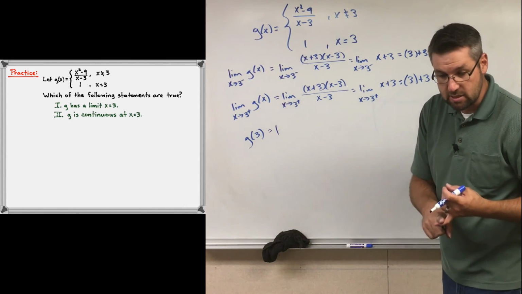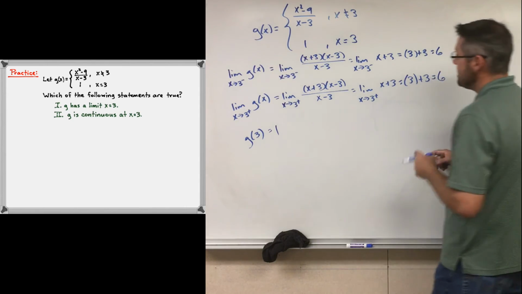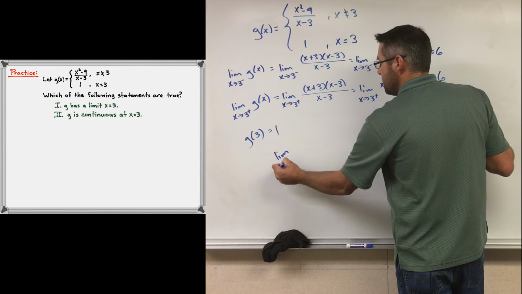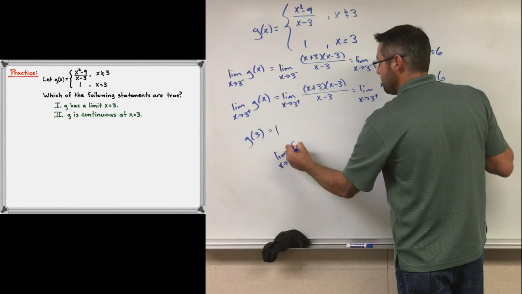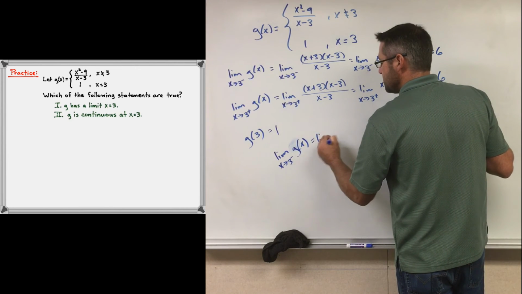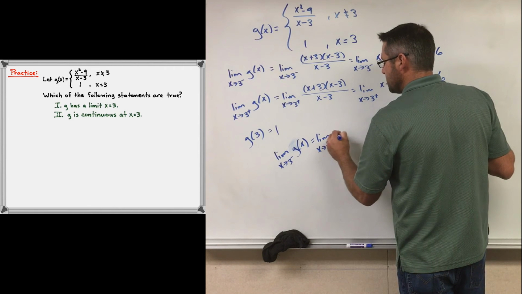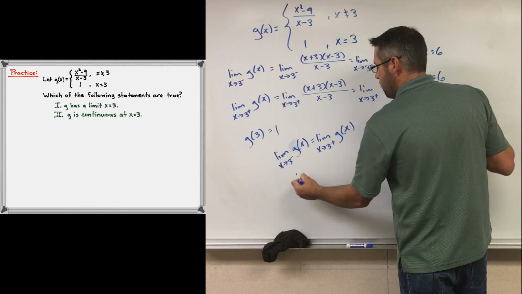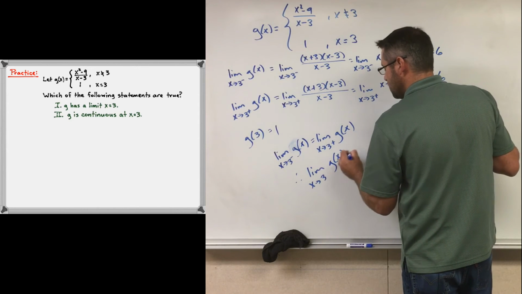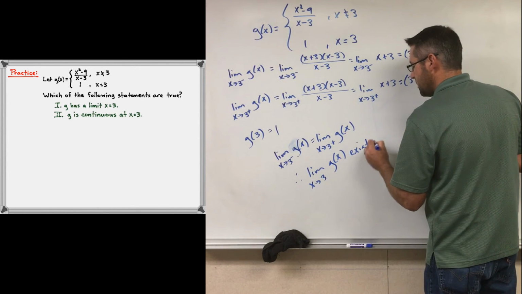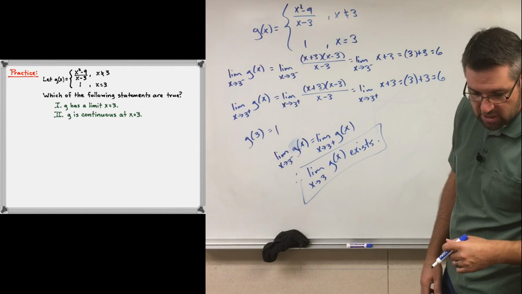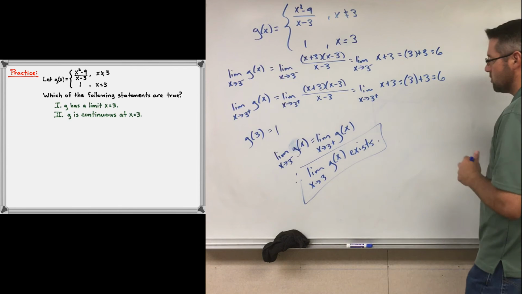Does the limit exist at x equals 3? Yes, it does, because the left-hand limit and the right-hand limit are the same. So we'll say the limit as x approaches 3 from the left of g of x is equal to the limit as x approaches 3 from the right. Therefore, the limit as x approaches 3 of g of x exists. Okay, so that's one answer. So 1 is true. And the next question is, is g continuous at x equals 3?